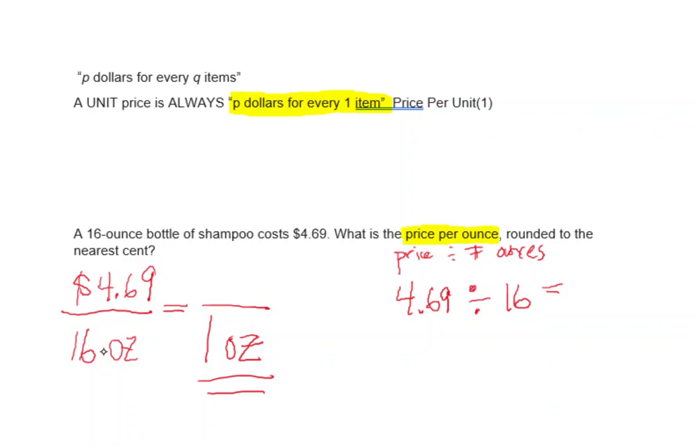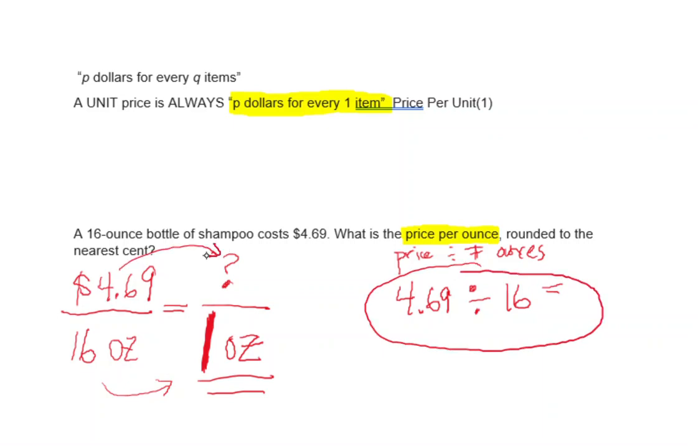So here, if we wanted to come up with the price for 1 ounce, which is what a unit price always is, we would need to divide by 16 in the denominator, which is why we are dividing $4.69 by 16. But all you have to do is use what their question is and divide in that order. So price per ounce means I take the price and I divide it by the number of ounces in the bottle.